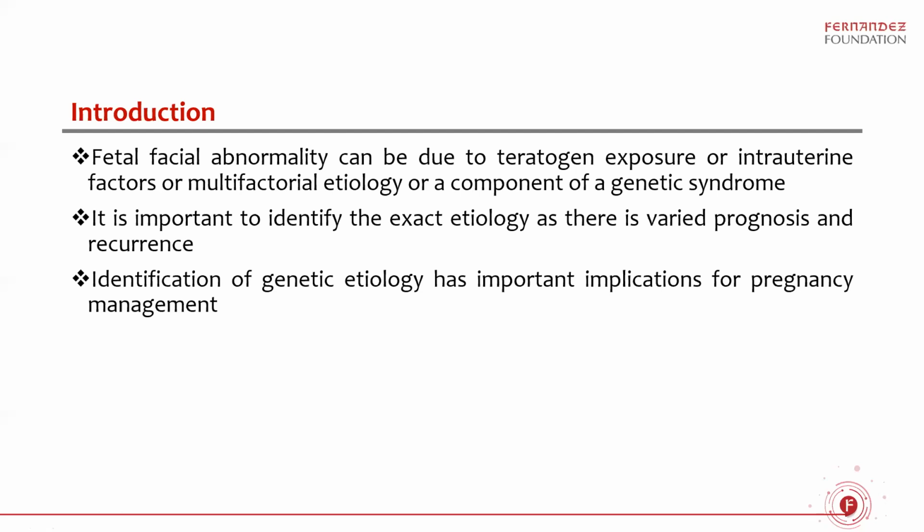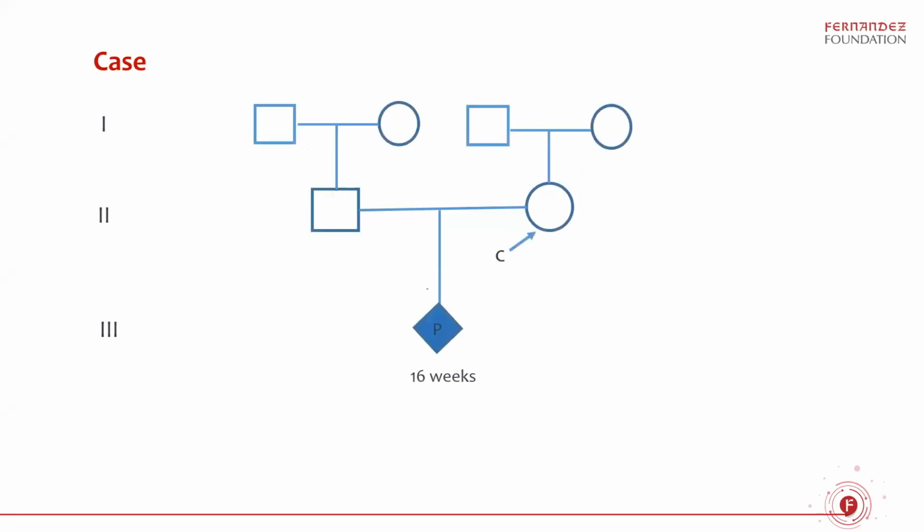So what is the need of doing a detailed workup? When we identify a genetic etiology, it has important implications for the pregnancy management. If it is due to other reasons, then the recurrence risk and the implications in the pregnancy will differ. So this is a case where the couple are non-consanguineous, and in the first pregnancy, they came at NT at 60 in the NT scan.